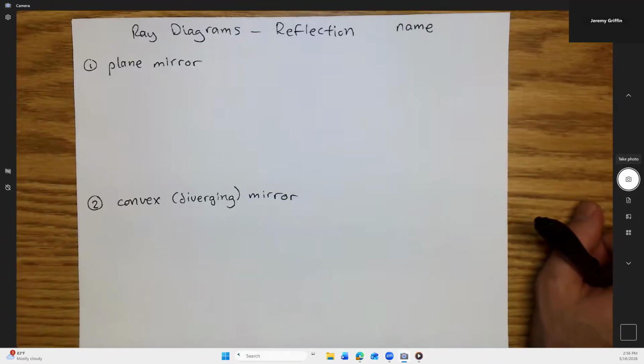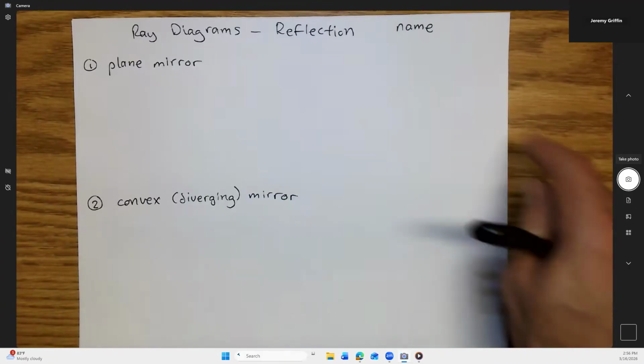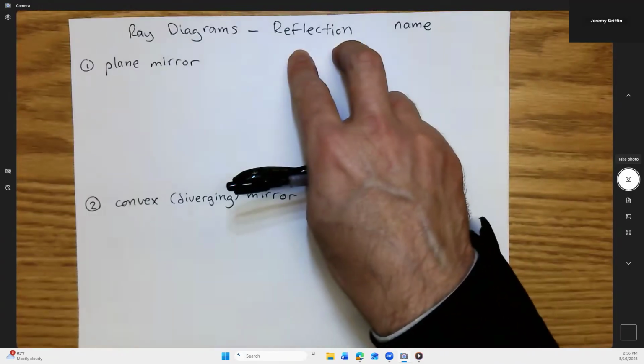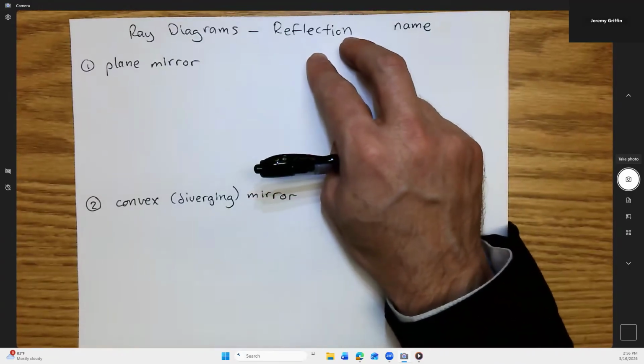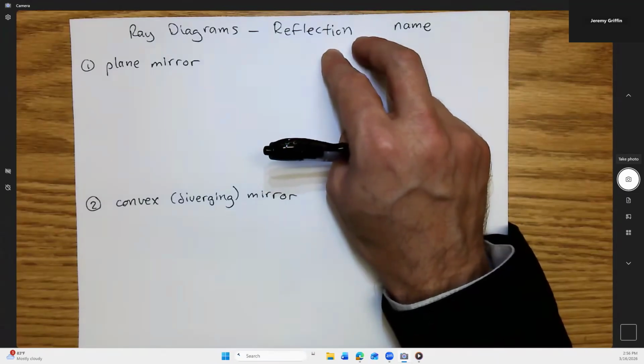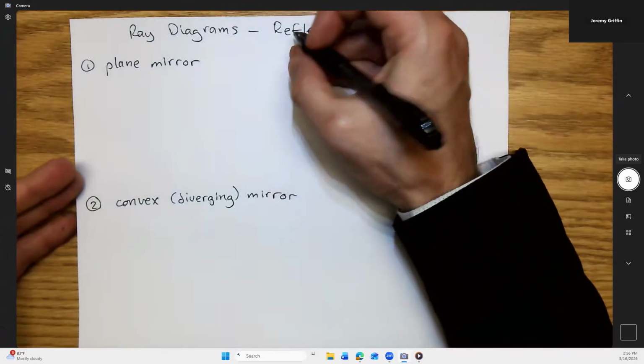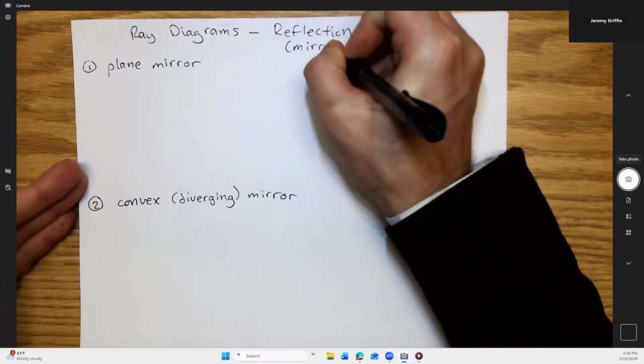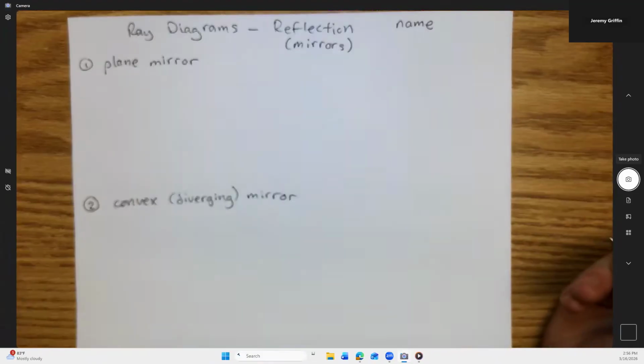You good with these so far? You got what I got on your paper? You wrote your name and you wrote ray diagrams, reflection, so that when I eventually score this and hand it back to you, or put it in your return folder, you'll know what you're looking at. It's not refraction, it's reflection. We're talking about mirrors. That's what reflection is, mirrors.